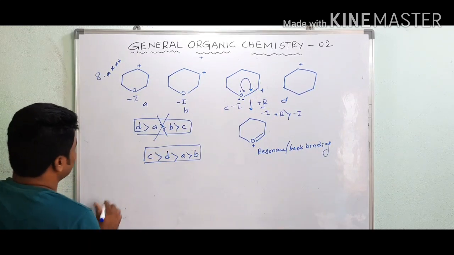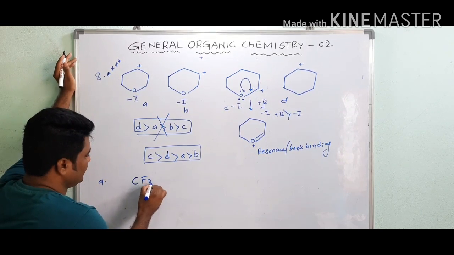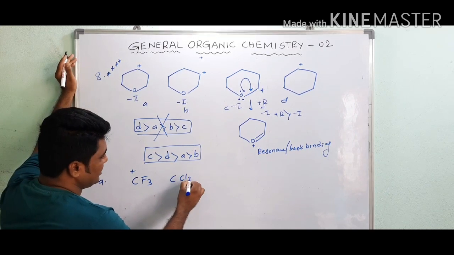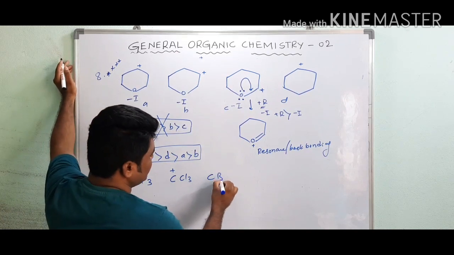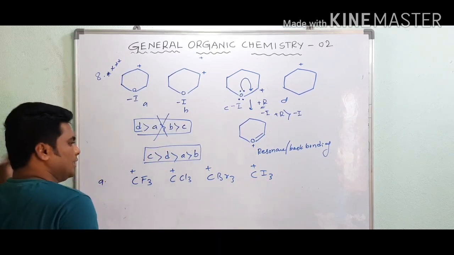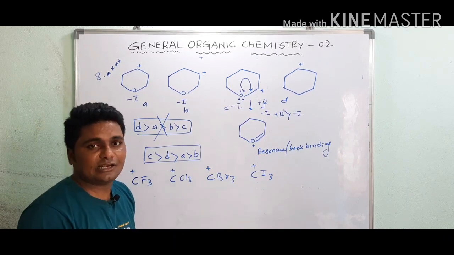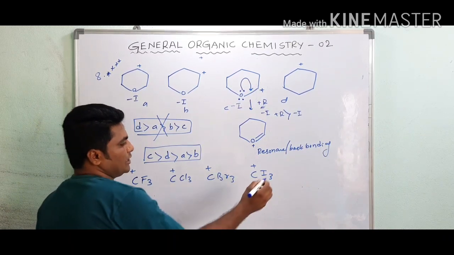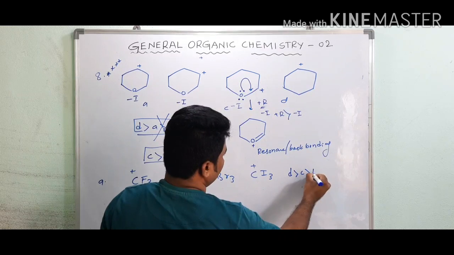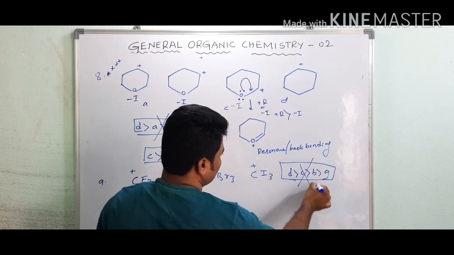Now next, question number 9. One more: CF3 plus, then CCl3 plus, then CBr3 plus, then CI3 plus. So according to the inductive effect, this is highly stable. Why? Because iodine is less electronegative as compared to fluorine. So you can say here D, C, B, A. This is what you are expecting, but this is wrong.